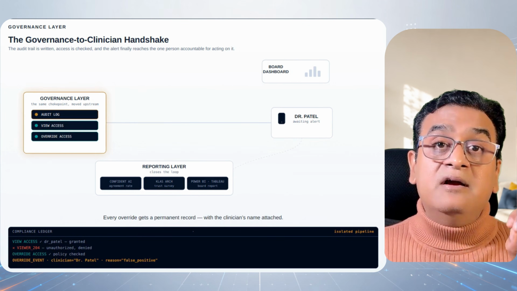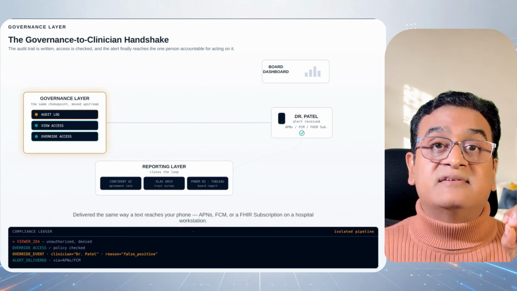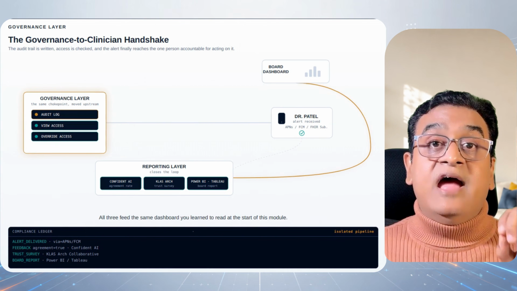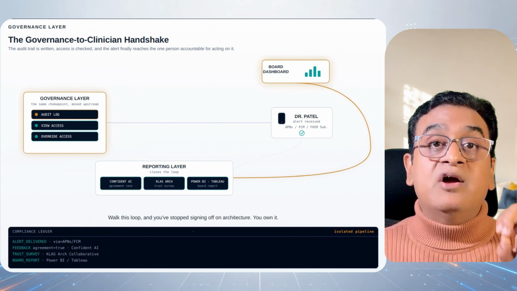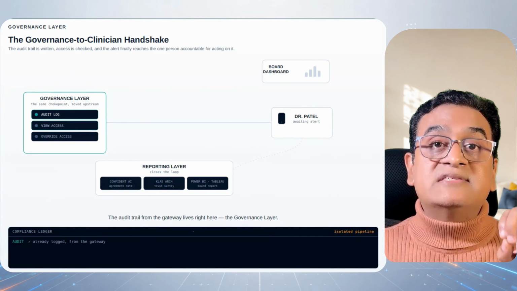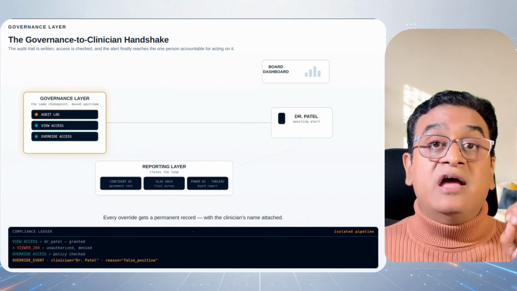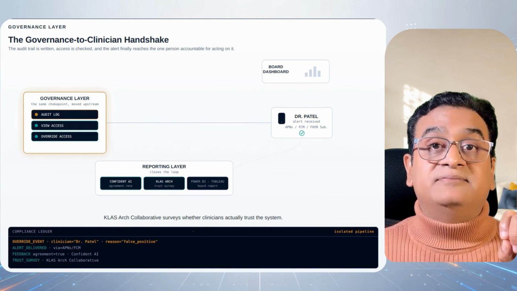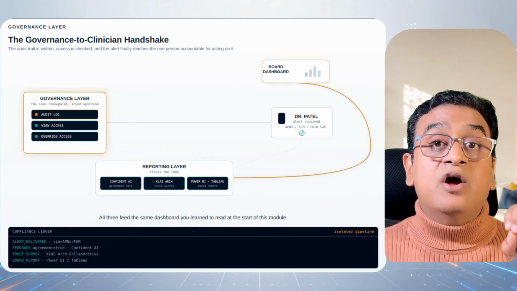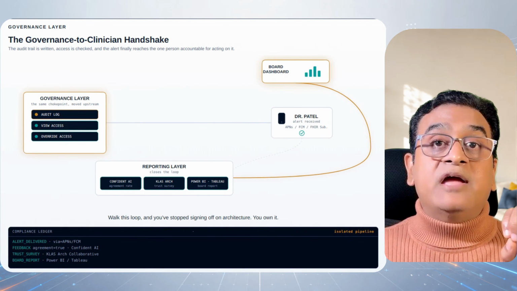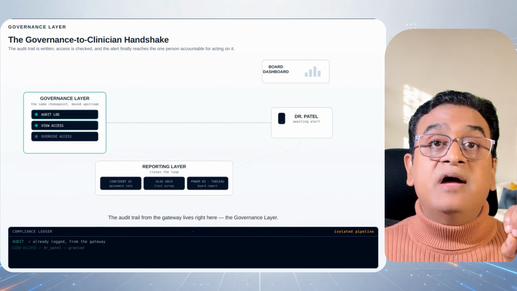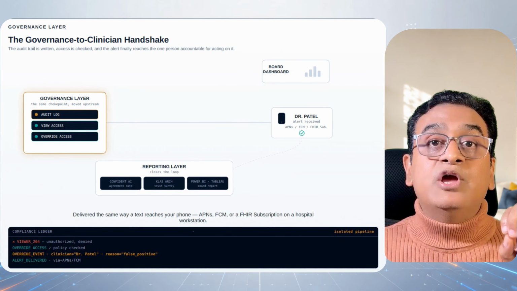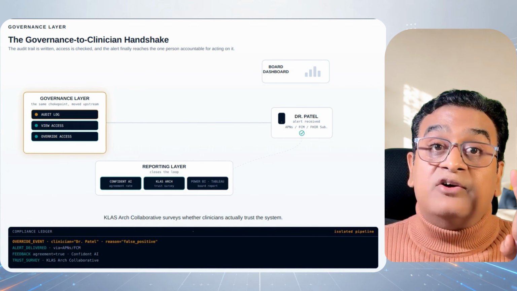And finally, the alert reaches a named clinician's device, not a dashboard nobody's watching, a real person on a real device. And this is where the system starts reporting on itself. A tool like Confident AI tracks whether the clinician agreed with the AI or overrode it. That's your human AI agreement rate. KLAS and ARC Collaborative surveys check from time to time whether clinicians actually trust the system, and Power BI or Tableau rolls all of that into the same board level report you learned to read at the start of this module.